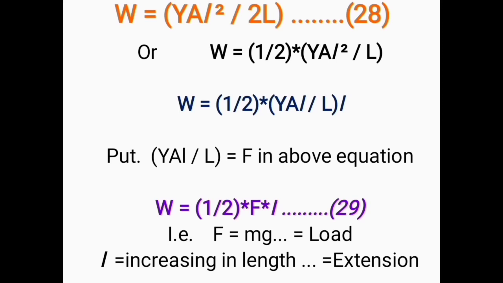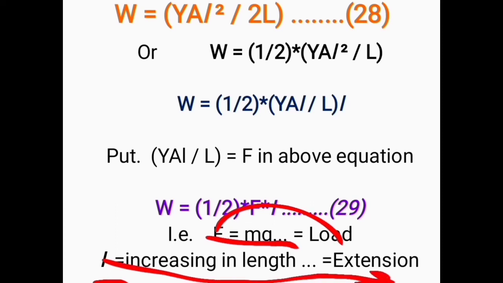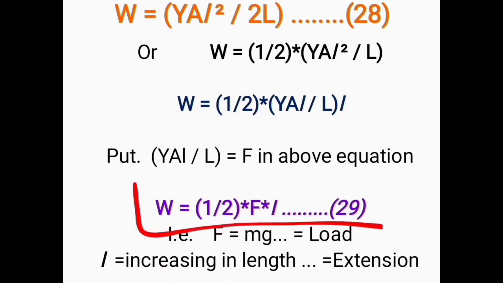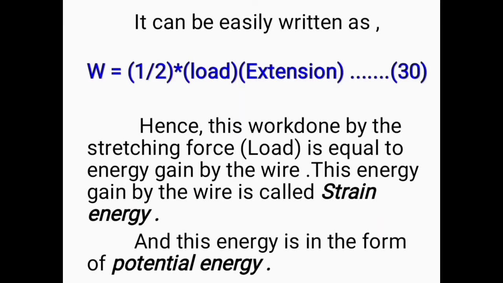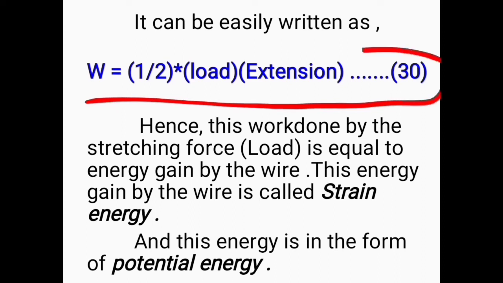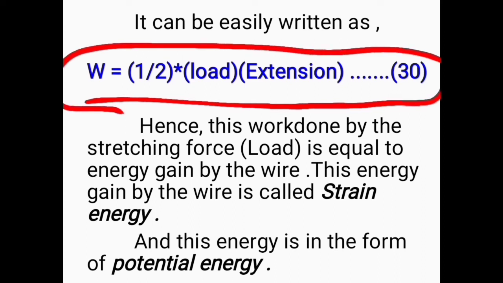Guys, we know that force is equal to mg, and that force, in the sense of load, we take force equal to load, and small l is the increment in the length due to applied force, that is nothing but the extension created in the length. So we will put F equal to load and small l equal to extension in equation number 29. Then our formula becomes half into load into extension. See here, easily we can write half into load into extension. This is an important formula, and it is equation number 30.